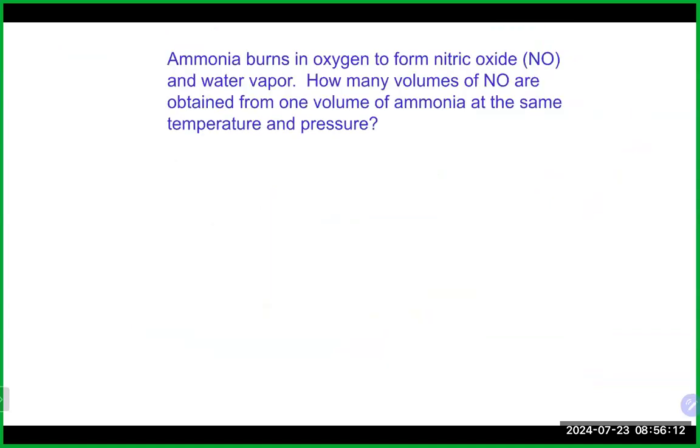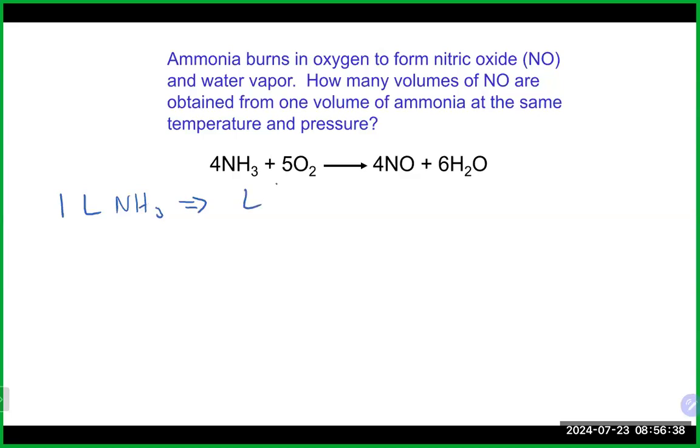So if we look at one example here, ammonia burns in oxygen to form nitric oxide and water vapor. We want to know how many volumes of NO are obtained from 1 volume of ammonia under constant temperature and pressure. So in this case, we're starting with 1 volume of ammonia, which could be 1 liter of ammonia, and we want to know how many liters of NO we would produce.